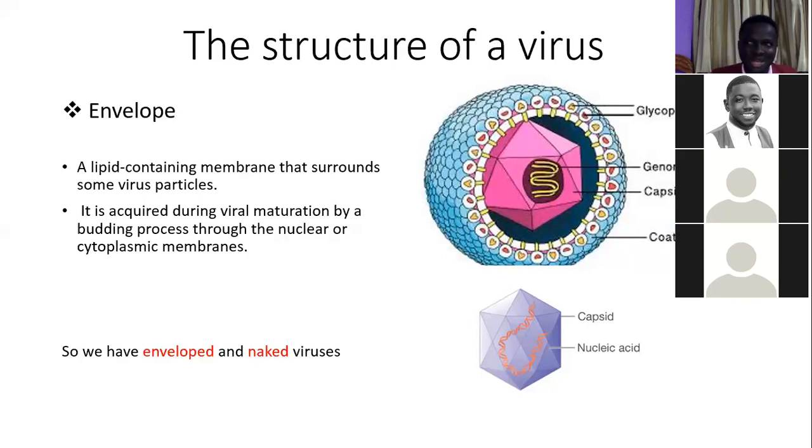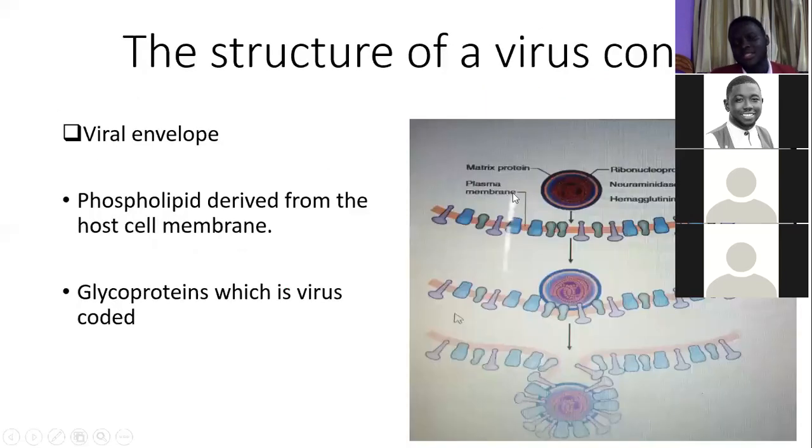So now we know that we have enveloped viruses, we have naked viruses, we also have icosahedral, helical, and complex viruses. This is just a diagram to show you how the virus obtains the envelope. Let us take this to be the cytoplasm of a host cell. After replication, it will need to cross the nuclear membrane. So this is the membrane. When it crosses this membrane, it will have to tear this membrane and surround itself with it. This will give us what? The envelope.